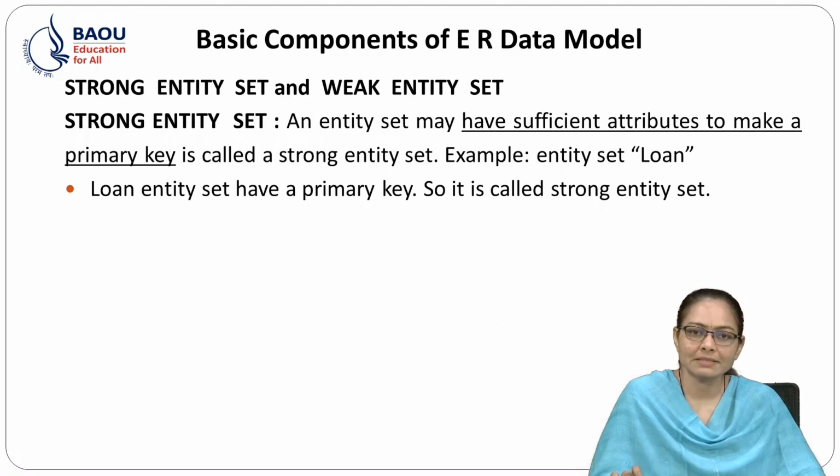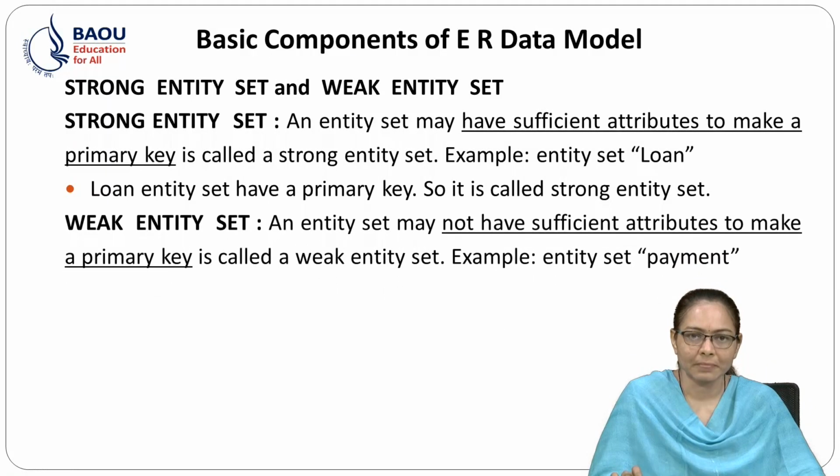Now what is weak entity set? Weak entity set means it is opposite to the strong entity set. An entity set that may not have sufficient attributes to make a primary key is called the weak entity set. For example, entity set payment.